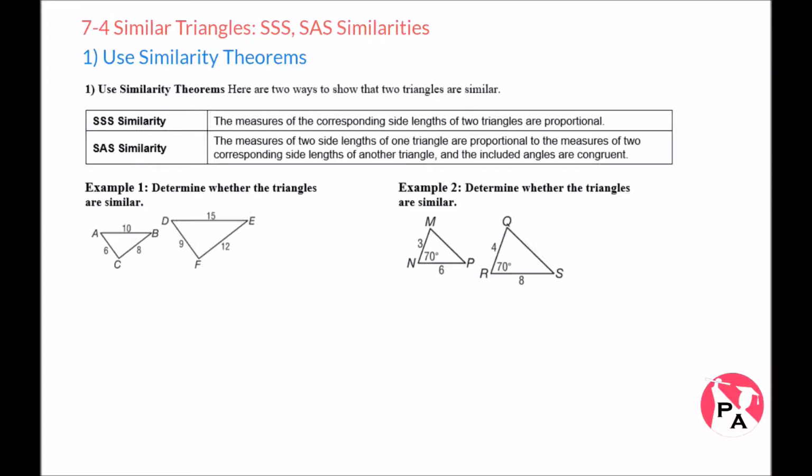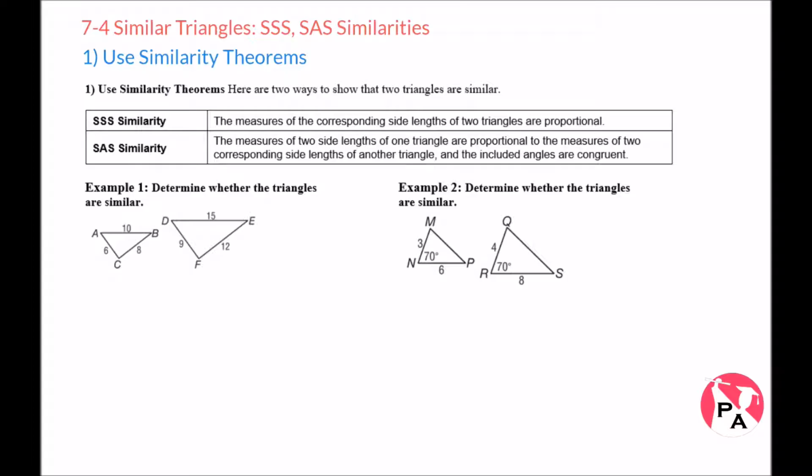When we have two triangles that have proportional side measures for all three of the sides, that means the triangles are similar. Or if two pairs of sides from two triangles are proportional and the included angle is the same, that means the triangles are similar again. So let's look at the first example. It says determine whether the triangles are similar.